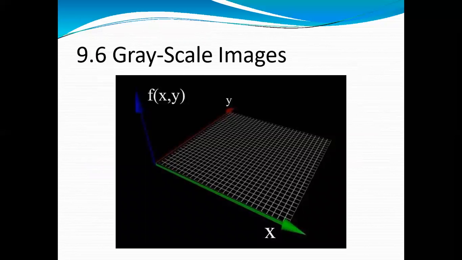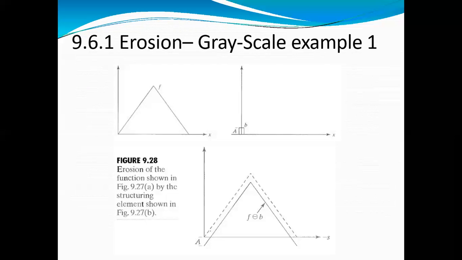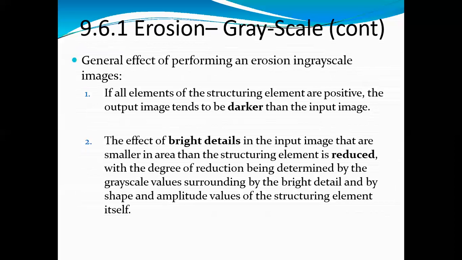Grayscale image f(x,y). Erosion of f by a flat structuring element B at any location is defined as the minimum value of the image in the region coincident with B when the origin of B is at x,y. The erosion of f by a non-flat structuring element is the grayscale example.